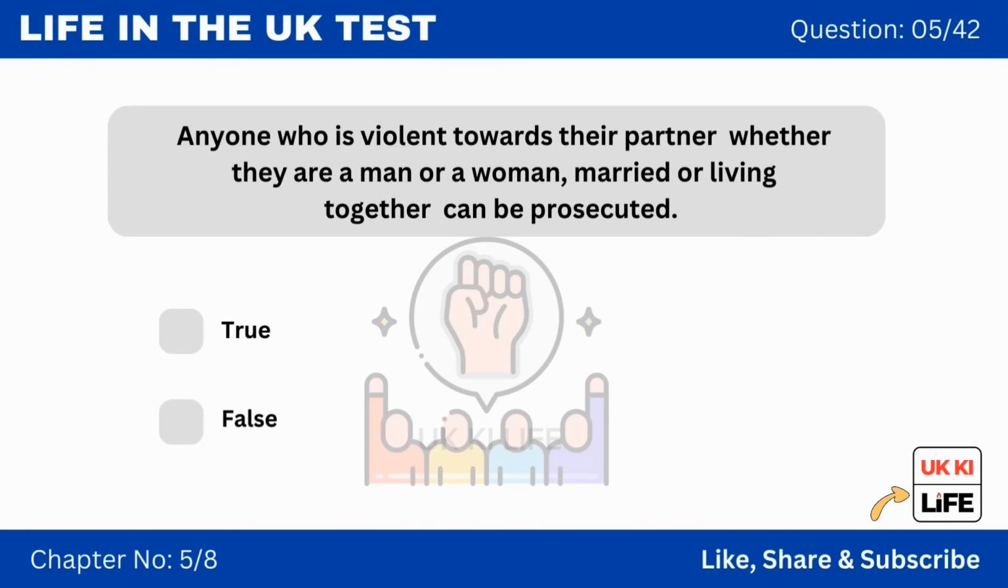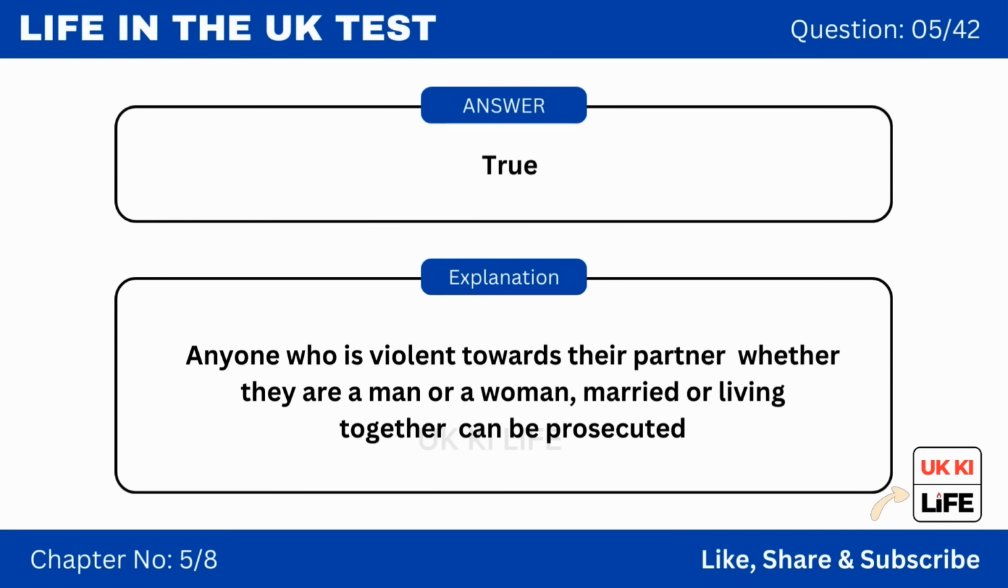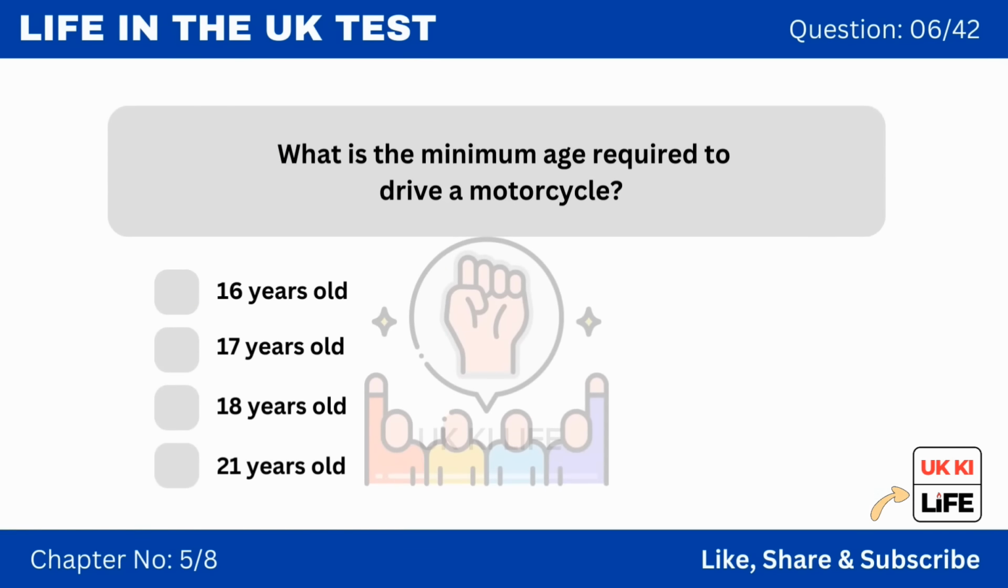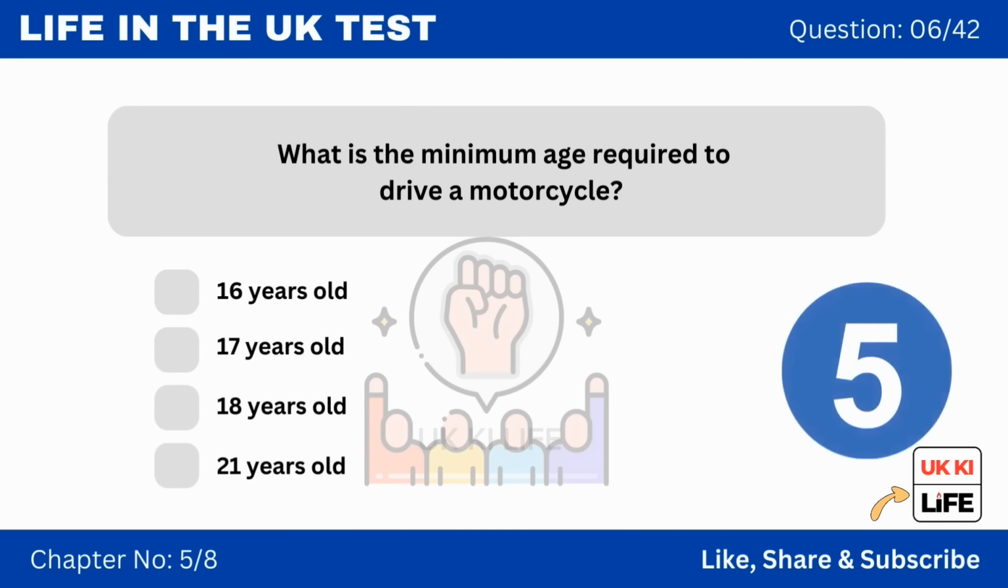The correct option is A. Explanation. Anyone who is violent towards their partner, whether they are a man or a woman, married or living together, can be prosecuted. Question 6. What is the minimum age required to drive a motorcycle? 16 years old. 17 years old. 18 years old. 21 years old.